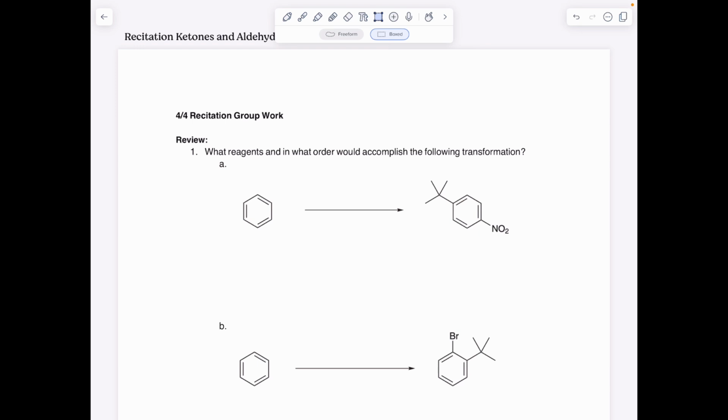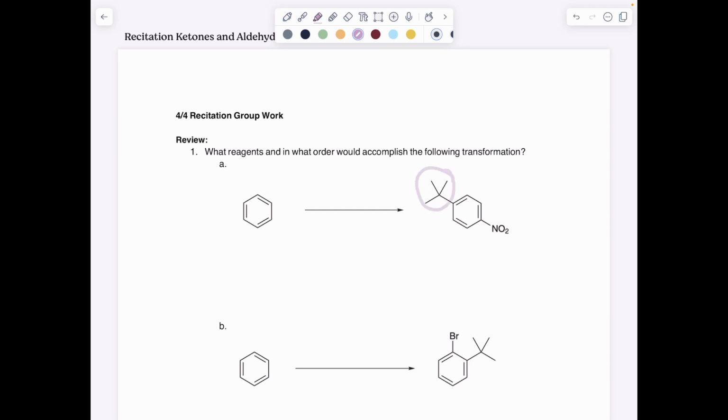Question 1. What reagents and in what order would you accomplish the following transformation? So we start with the benzene, and our end product has a tert-butyl group and a nitro group. So the first thing that I would do is determine if each of the substituents are activating or deactivating and what their directing effects are, and that will help us to know what order to do the reaction.